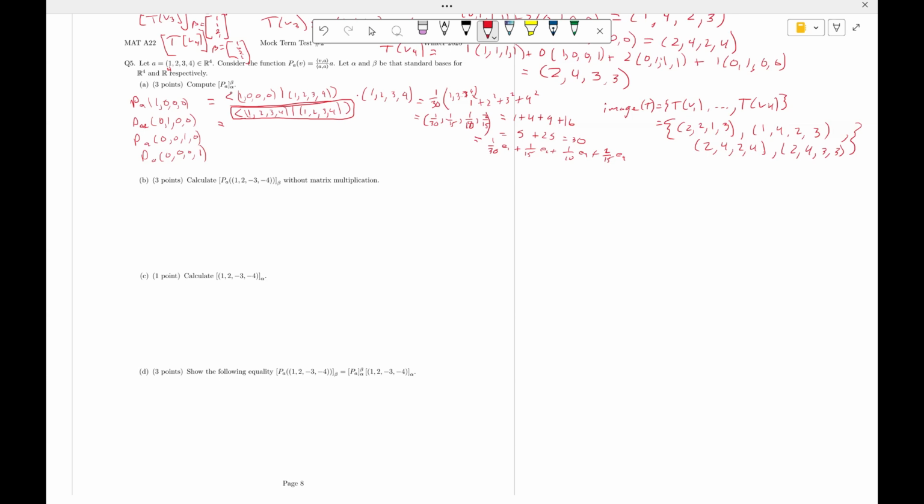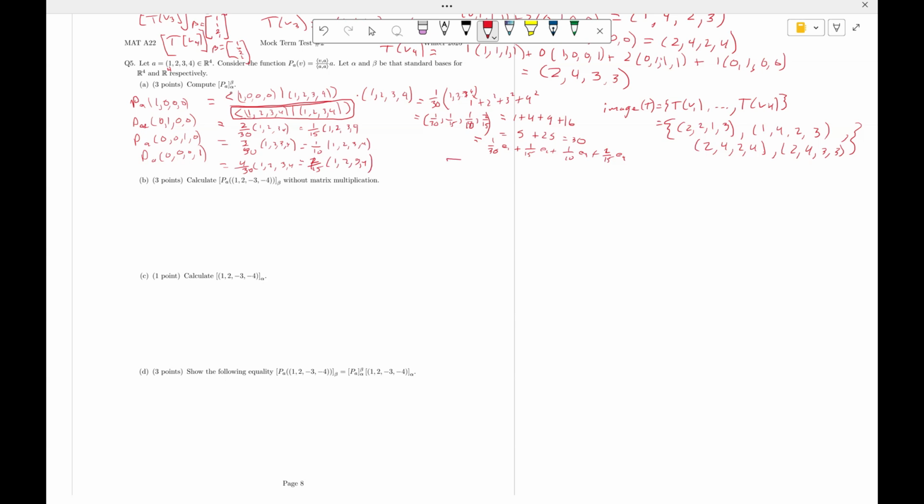In my second example, we project this vector. This is going to be 2 over 30 times 1, 2, 3, 4, or 1 over 15 times 1, 2, 3, 4. This here is going to be 3 over 30 times 1, 2, 3, 4, or 1 over 10 times 1, 2, 3, 4. And this here is going to be 4 over 30 times 1, 2, 3, 4, which equals 2 over 15 times 1, 2, 3, 4.